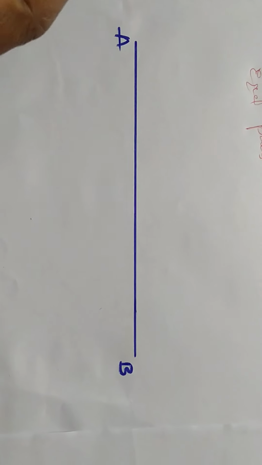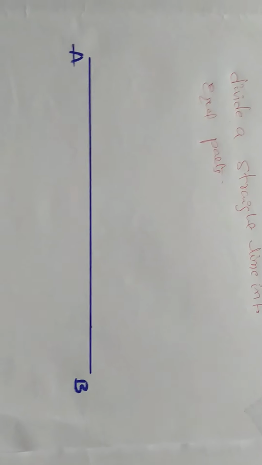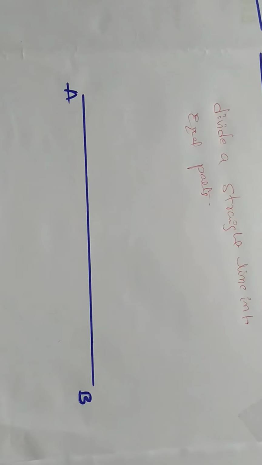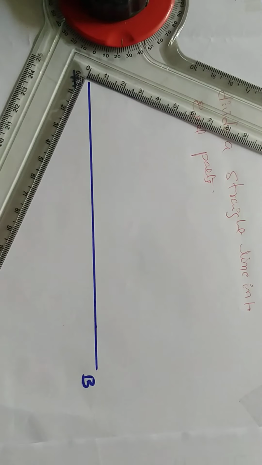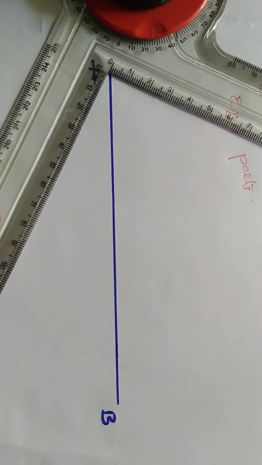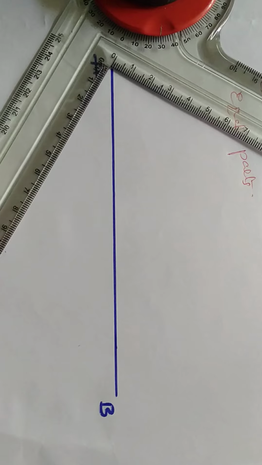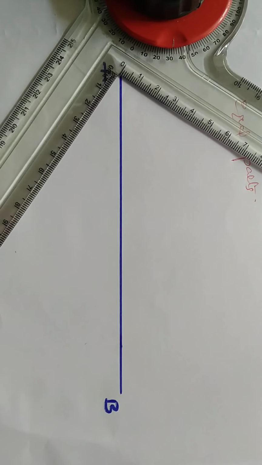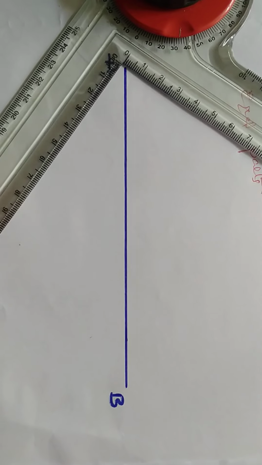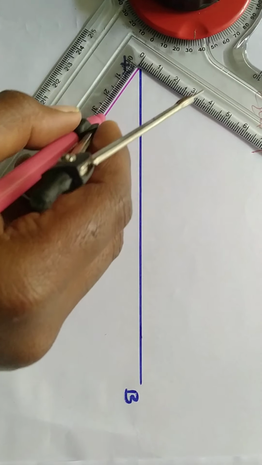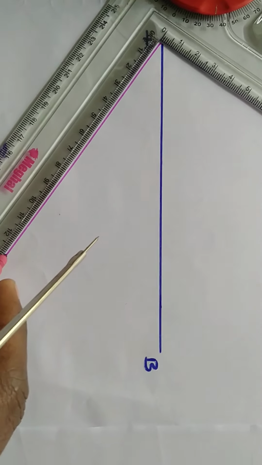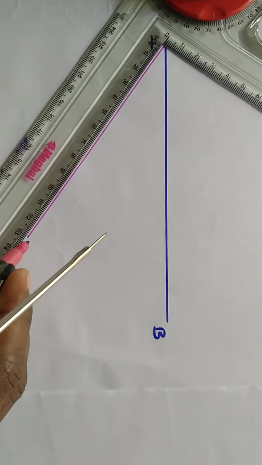I will explain the procedure to divide a straight line. From A, at some angle, whatever you want, draw an angular line to AB.